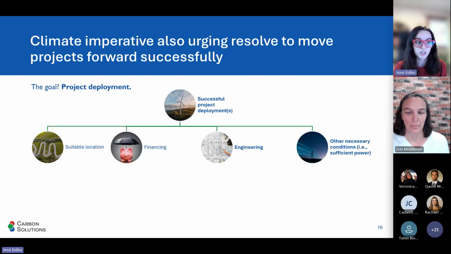Engineering and other necessary conditions, like sufficient power to move your project forward or to operate your project, are all things that the industry players are getting a pretty good handle on. Developers have done work to advance engineering and understand the necessary power conditions. We have a handle on where we have good access to renewable energy, and unlocking federal financing through the bipartisan infrastructure law and Inflation Reduction Act have been monumental in helping commercialize. We're also gaining understanding as to where these projects are likely to be able to operate well on a technological front.